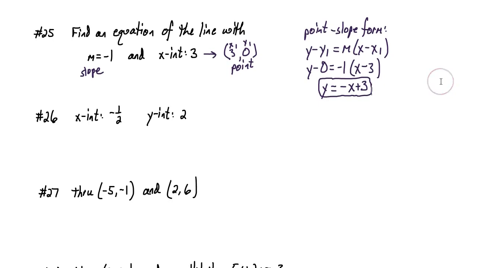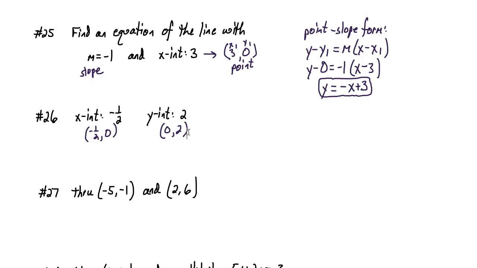Number 26, let's write an equation. This time we're given the x-intercept and the y-intercept. Remember what these are. These are ordered pairs. The x-intercept is the value of x when y is 0. The y-intercept is the value of y when x is 0. So in number 26, we're really given 2 ordered pairs.